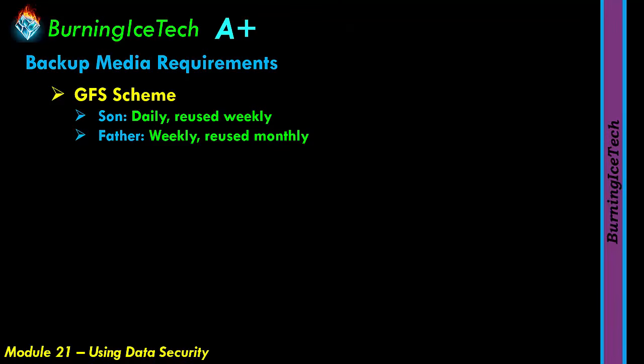Then, lastly, and you probably know the answer to this one now, since you've kind of seen the concept, grandfather. That will be a monthly backup. And it's reused yearly. So your retention is going to be a year. So it's going to keep 12 months worth of monthly backups. And when you get to month 13, that backup from month 13 is going to override the backup from month 1. And the backup from month 14 is going to override the backup from month number 2. And you get the idea.